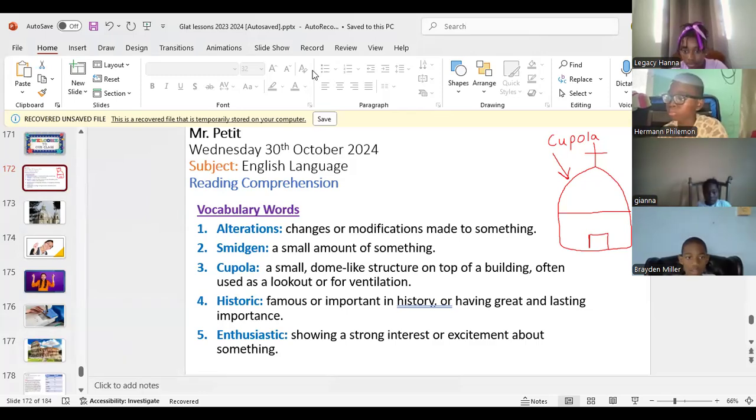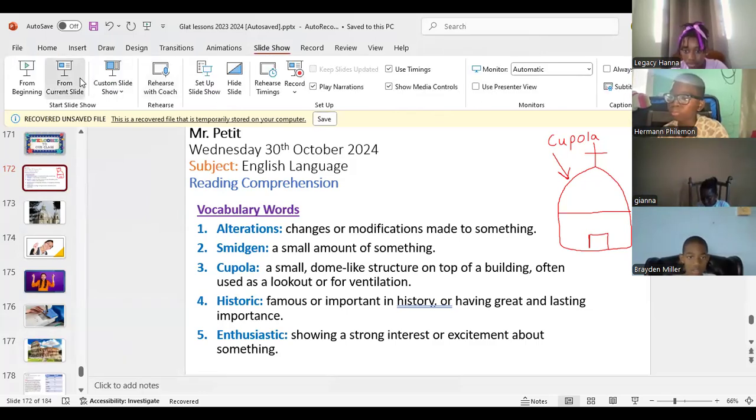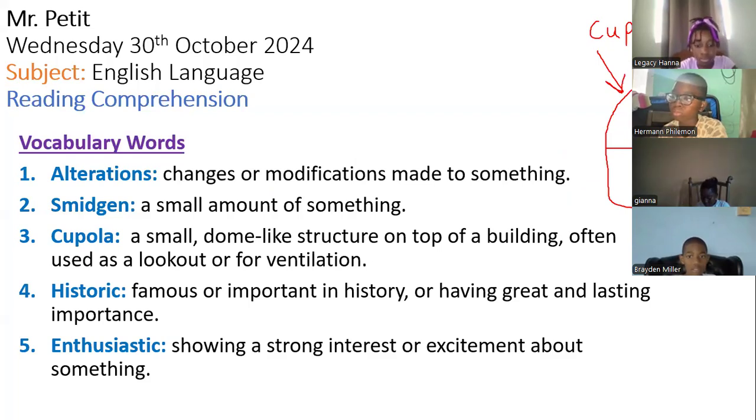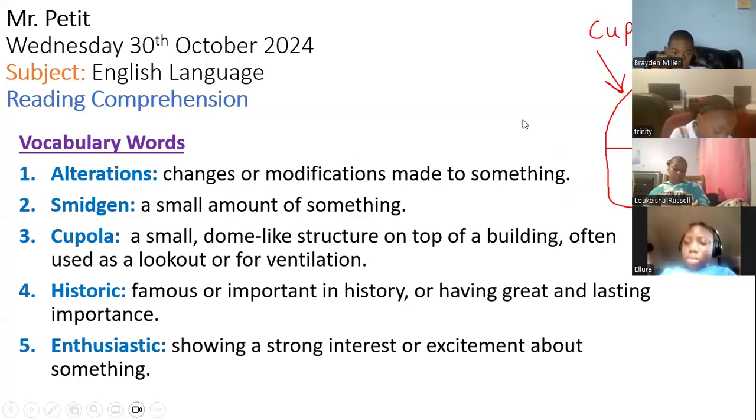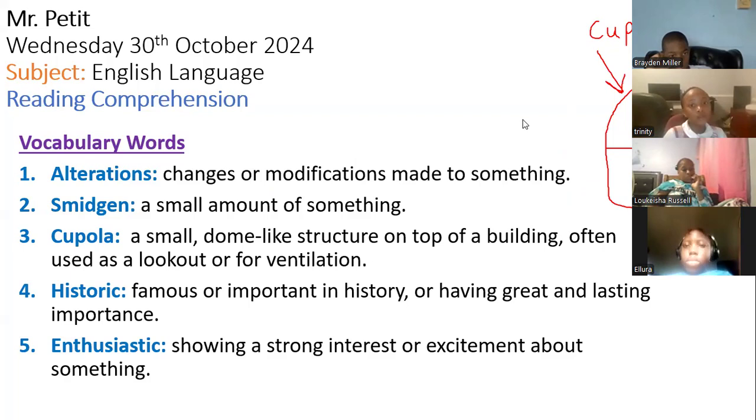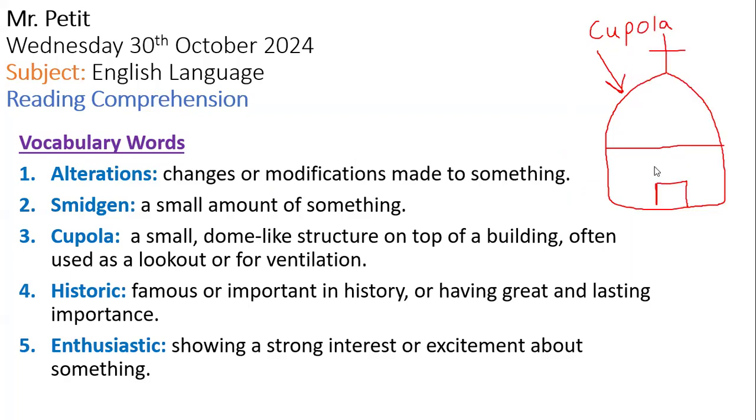Where's Seth? Right here. Seth, are you finished writing this down? No, sir. What word are you on? Alteration. You're on alteration? Okay, you are not finished at all. So I'm gonna put it inside the chat for you so you could have it. And for everyone else who is still writing, I'm gonna put it inside the chat for y'all.